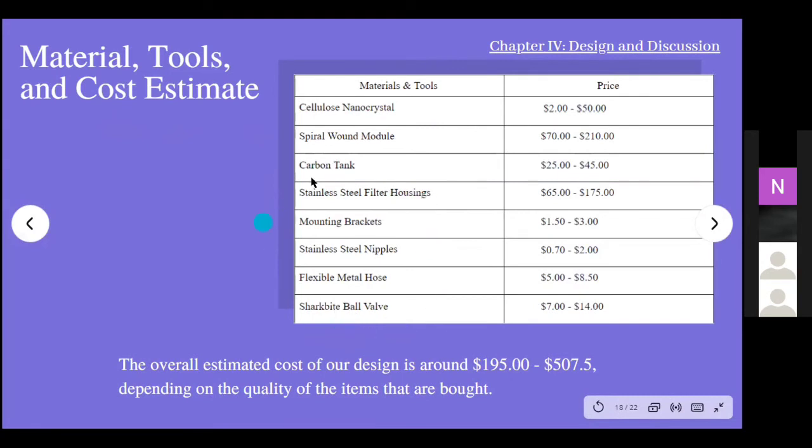So from all of the materials and tools, our design would cost around $195 to $507.